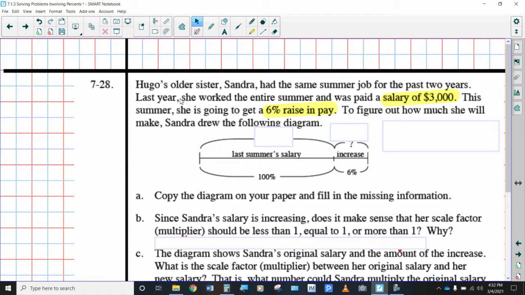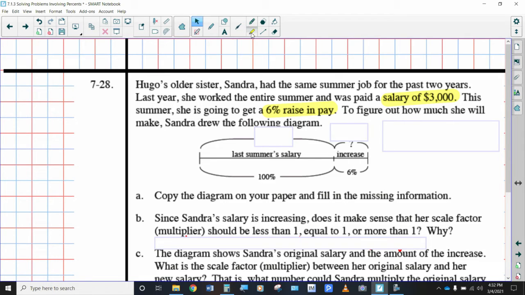All right, taking a look at a different situation. Hugo's older sister, Sandra, had the same summer job for the past 2 years. Last year, she worked the entire summer and was paid a salary of $3,000. This summer, she's going to get a 6% raise. Hooray for Sandra. All right, so to figure out how much she will make, Sandra drew the following diagram.